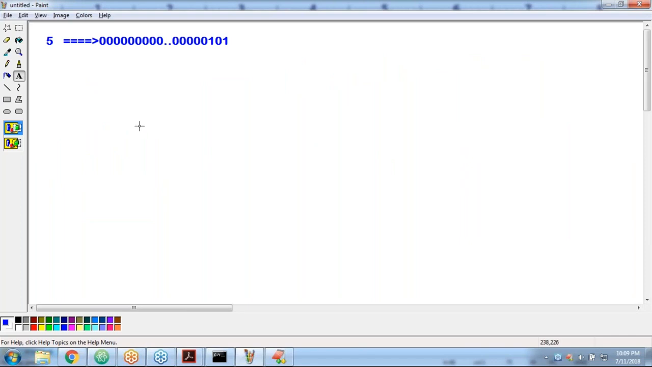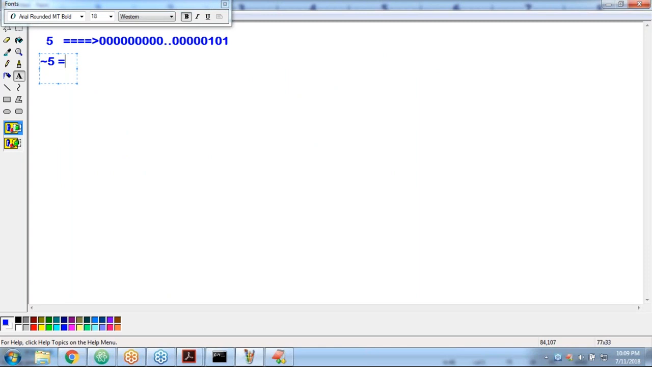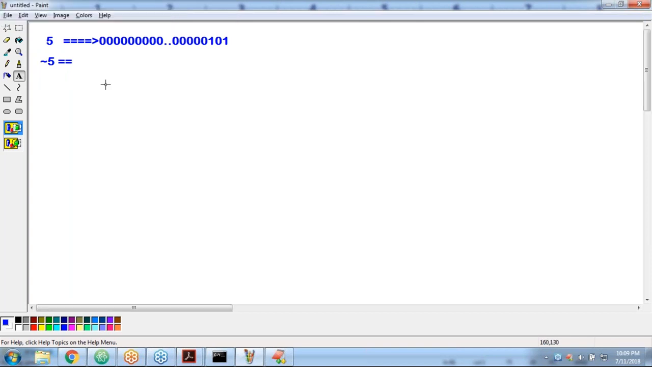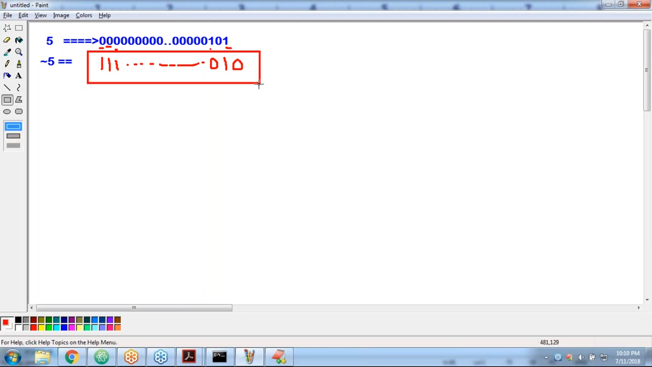Now let me find the negation of 5. How can you get it? Very simple: interchange zeros and ones. Here 0 is there, now it will become 1. Here also 0, it becomes 1. So 1, 1, 1, 1, 1, 1, 1, 1. Then here 1 is there, it becomes 0. Here 0 becomes 1. Here the last 1 becomes 0. That's all. This is the value of the negation of 5. Any doubt?